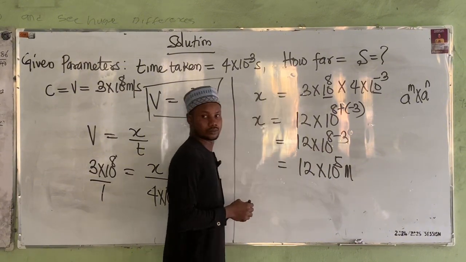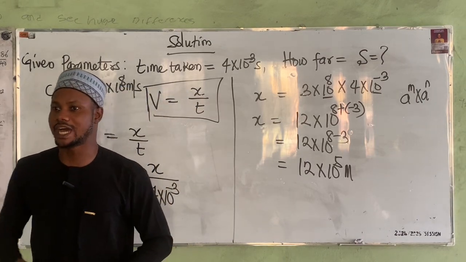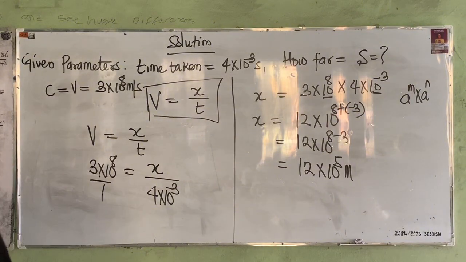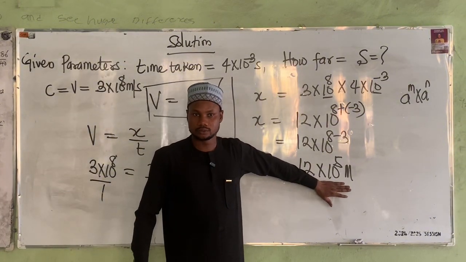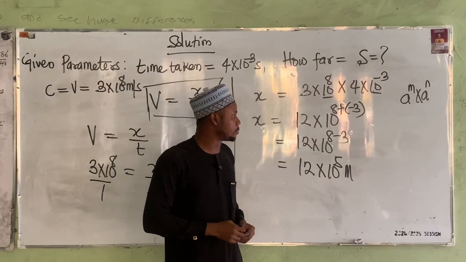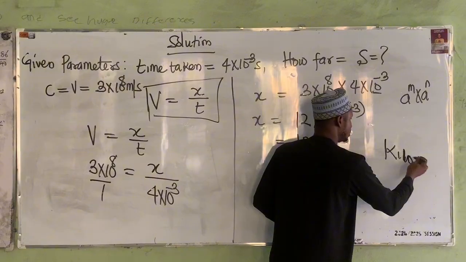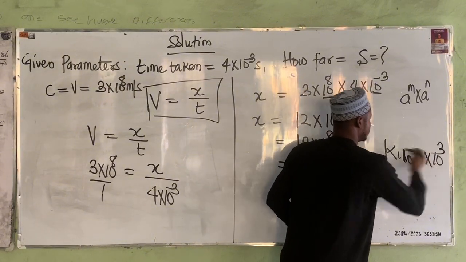Please take note. But if you look into the question, we are not asked to express this in meters. We are asked to express it in kilometers. Look into the options, you know what they are asking, please. So how do we convert this meter to kilometer? It's very simple. The word kilo is a prefix representing times 10 raised to the power of 3.